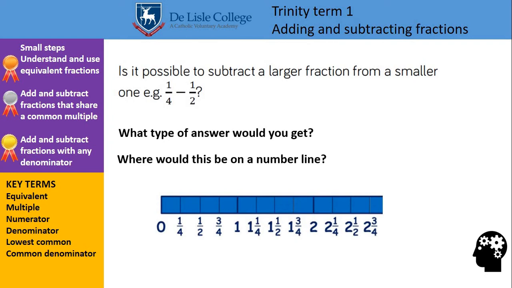Where would this be on the number line? Well, we'd actually have to extend the number line to the left-hand side. If we think of it like temperature, if we're on a minus, we're getting smaller than 0, so we'd have to build that number line to the left-hand side to have minus a quarter there.